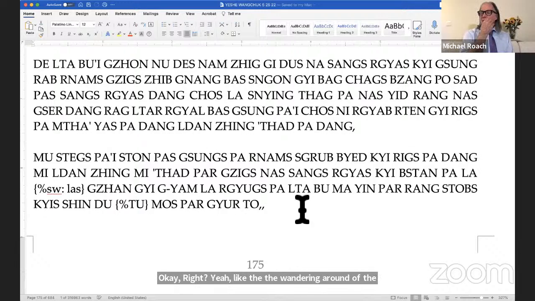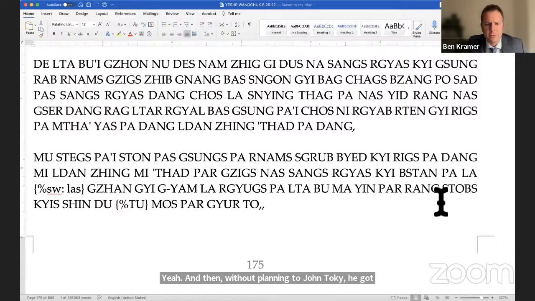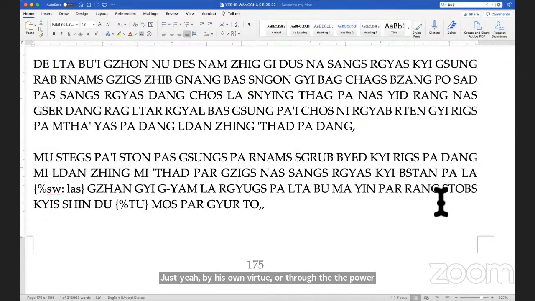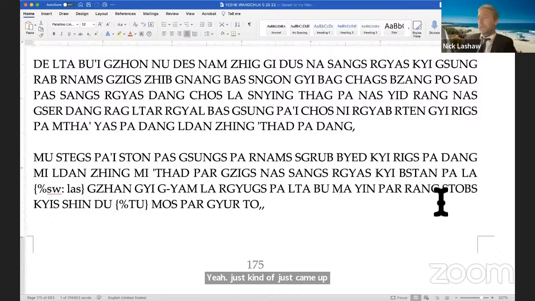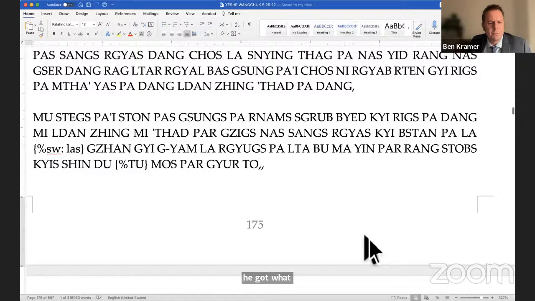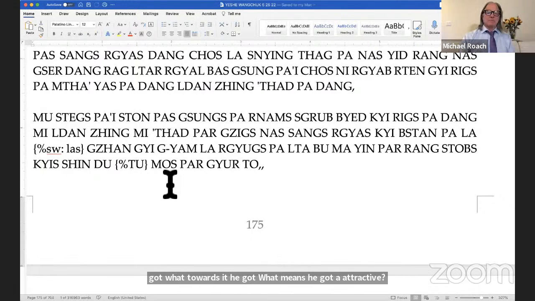And then without planning to, spontaneously, he got great attraction towards these teachings. Just through the power of all that, automatically, it came up unbidden in his heart. Muppa means he got attracted. He started to have muppa for the Buddhist teaching.